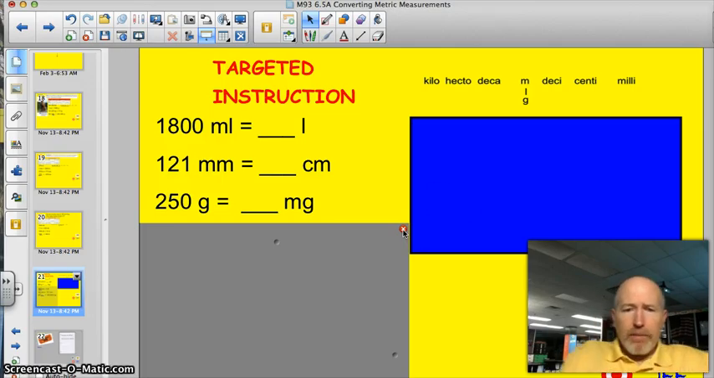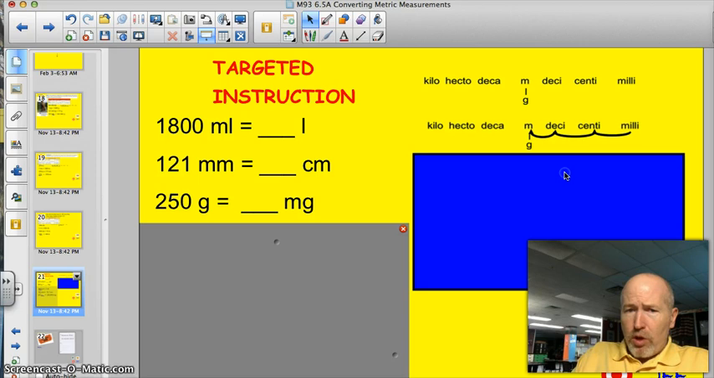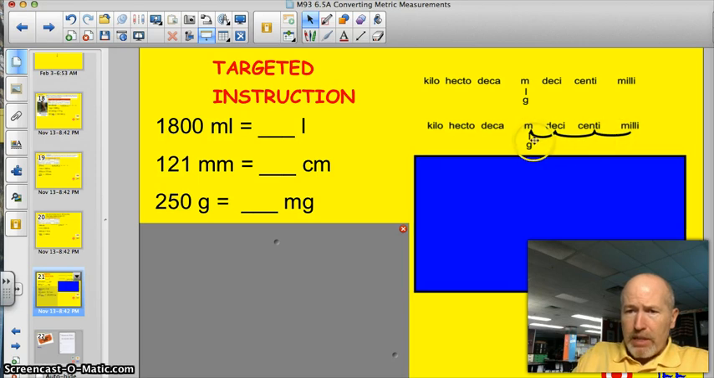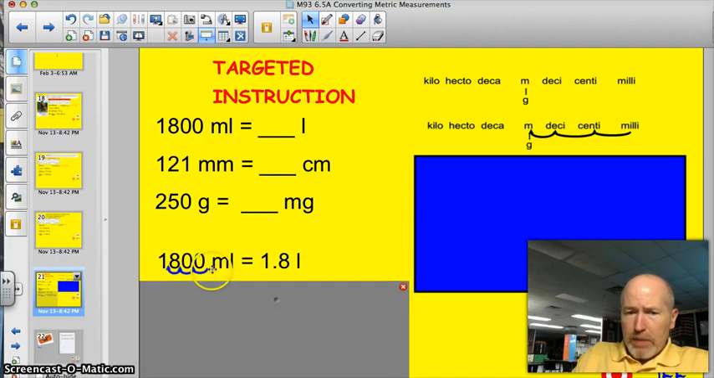All right, let's see how you did. The first one, 1,800 milliliters is how many liters? Let's slide this down. So I'm going from milliliters to liters, right? That's a base unit. So I'm going to make 1, 2, 3 jumps to the left. So here's my decimal point over here, 1,800. So I'm going to make 3 jumps to the left, 1, 2, 3, giving me 1.800, or just 1.8 liters.